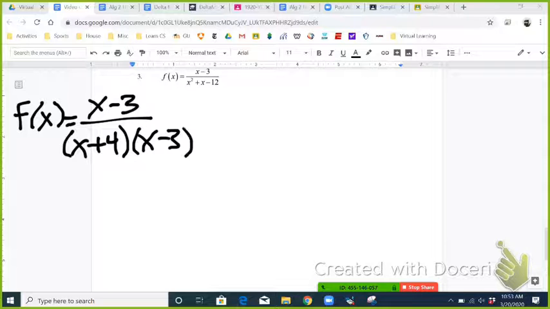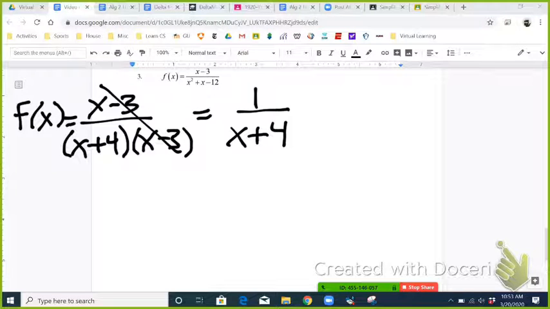Now, if you think back to when we learned about rational functions earlier in the year, we learned that you could simplify them by canceling out common factors. So if we did that, then f of x simplifies to 1 over x plus 4. As long as you don't plug in 3, if you plug any number into this version of the graph, it's going to give you the same y value as if you plug it into that simplified version.